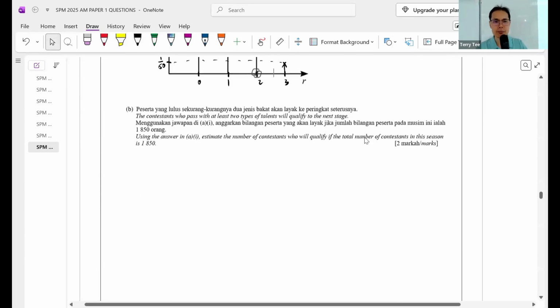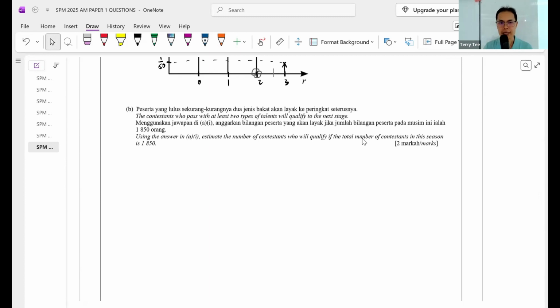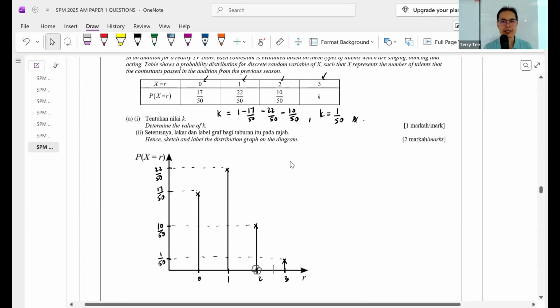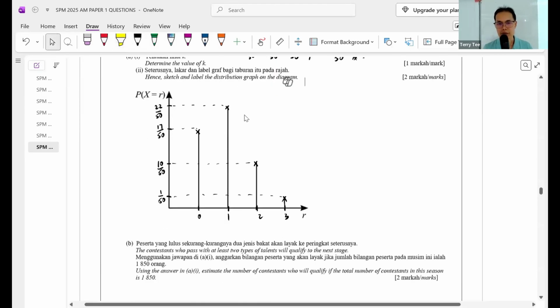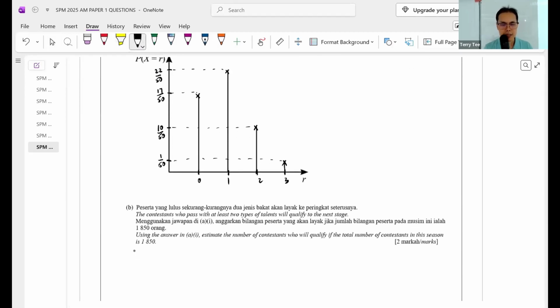Okay. Now I'm going to move on to part B. Now next one. The contestant who pass with at least 2 types of talent will qualify for the next stage, right? Using the answer in A, estimate number of contestants who qualify. The total contestant this season is 1850. Okay, they say at least 2 talent. At least 2 talent is which one? 2 or 3? These two add together, so it's 10 over 50 plus 1 over 50. So we write probability of at least 2 is 10 over 50 plus 1 over 50. What is it? 11 over 50.